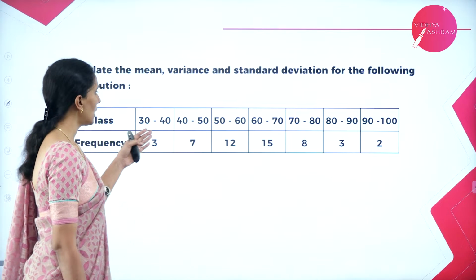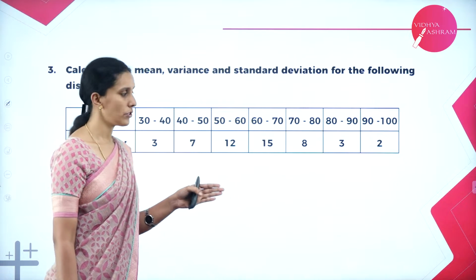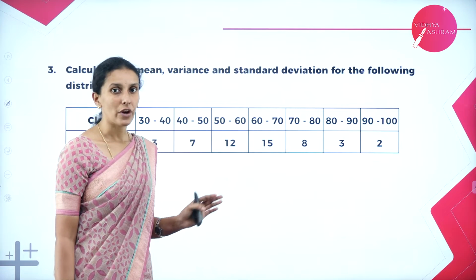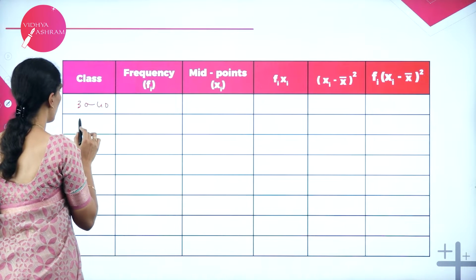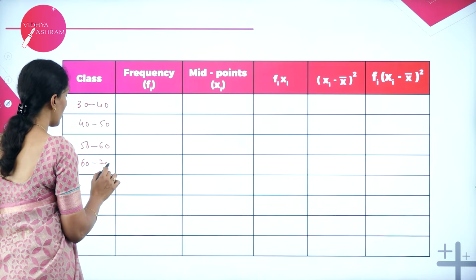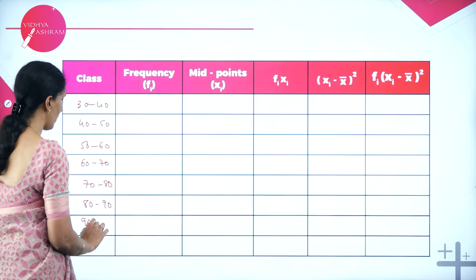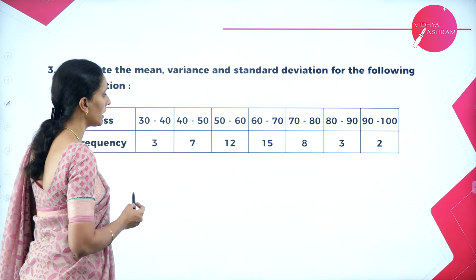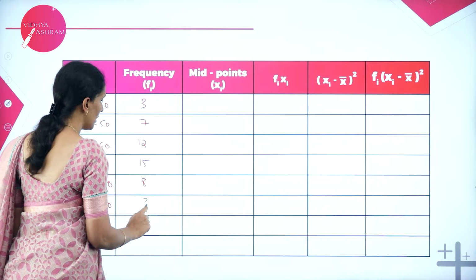The class intervals are given: 30 to 40, 40 to 50, 50 to 60, 60 to 70, 70 to 80, 80 to 90, 90 to 100. The frequencies are given as 3, 7, 12, 15, 8, 3, 2. Let's write this in tabular form. We have 30 to 40, 40 to 50, 50 to 60, 60 to 70, 70 to 80, 80 to 90, 90 to 100, and the frequencies 3, 7, 12, 15, 8, 3, 2.